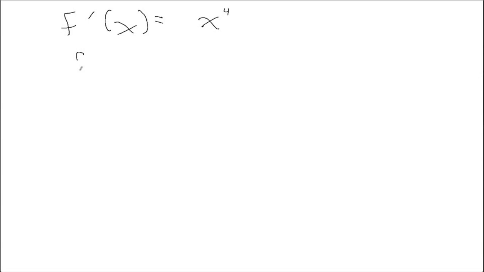That's a 4. Okay, so the antiderivative of f prime of x is going to be 1/5 times x raised to the 5th plus c. Okay, very good.